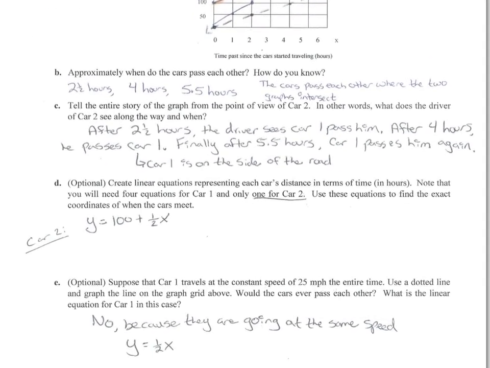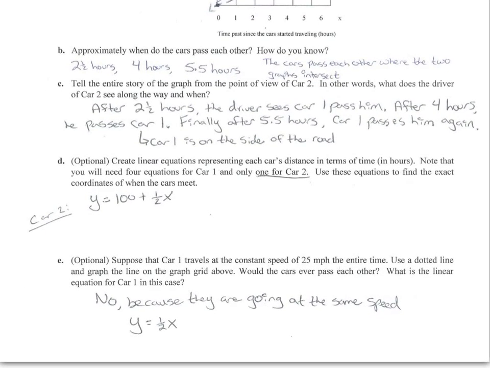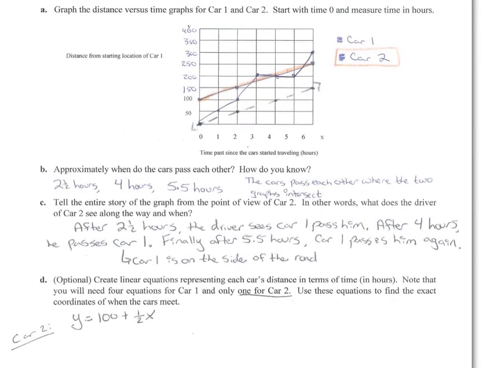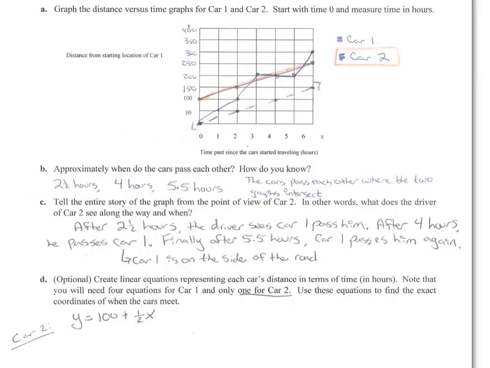Okay, we just have part D and part E left. Part D says, create linear equations representing each car's distance in terms of time, hours. Note that you'll need 4 equations for car 1 and only 1 equation for car 2. Use these equations to find the exact coordinates of when the cars meet. For part D, notice it is listed as optional. What we're going to do is just find the equation for car 2 for practice, and that's it. So for car 2, if I look back up, car 2 is my orange graph.